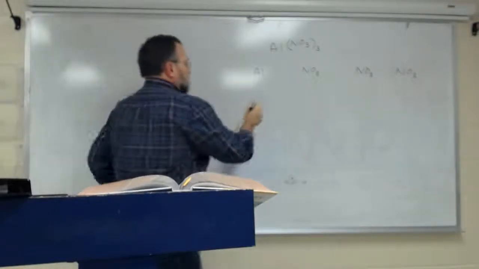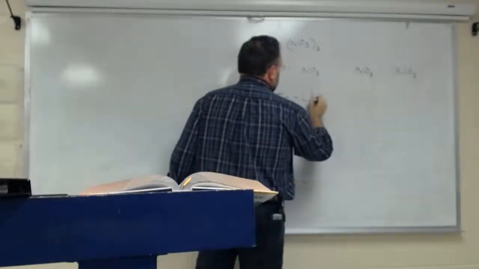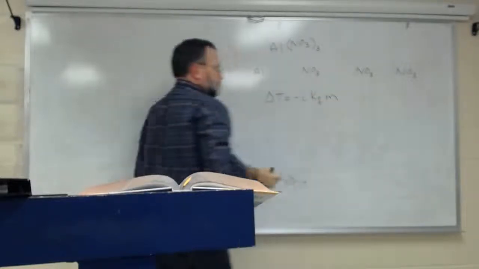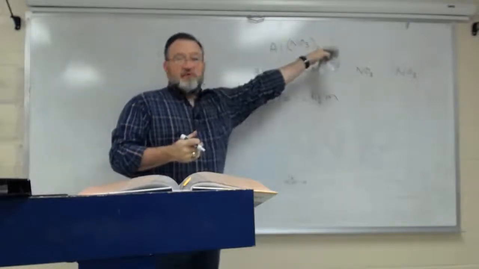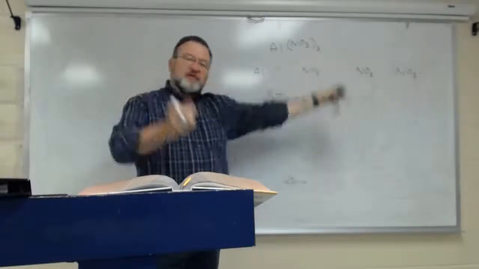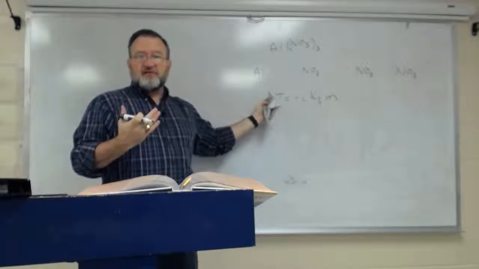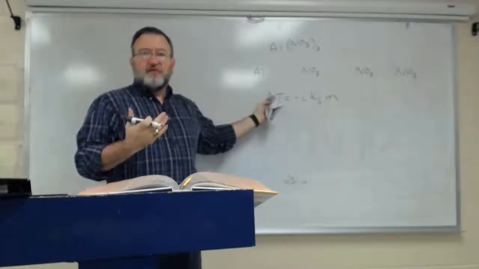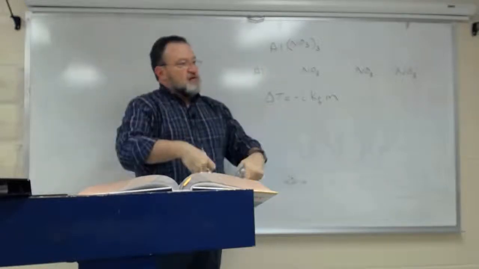Now using the formula delta T equals negative I K sub F m. If I have to pick one of these molecules to use, and I want to have the greatest protection, that means I want my delta T to be as large as possible. Does that logical step make sense? To have the greatest protection, I need the freezing point to go as low as possible.